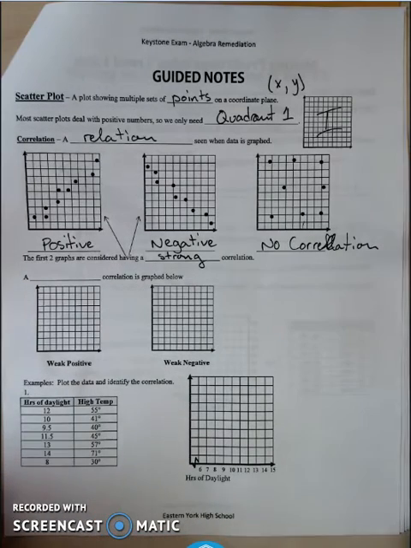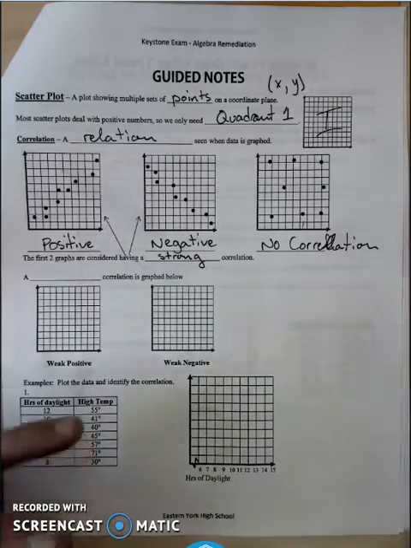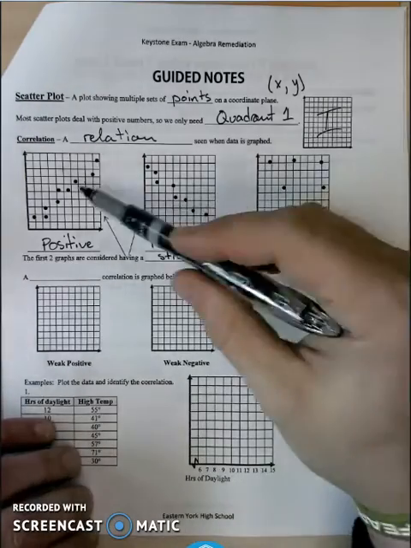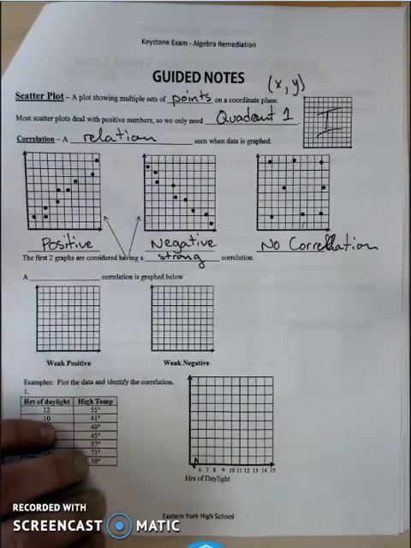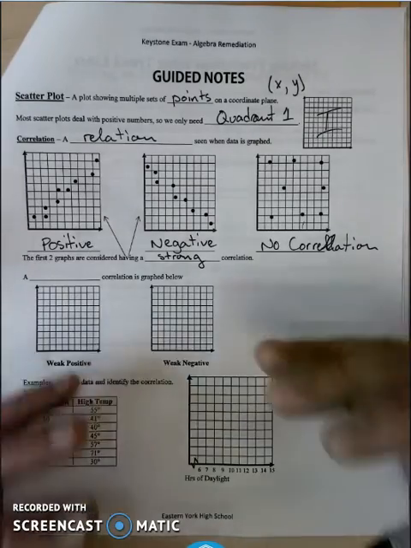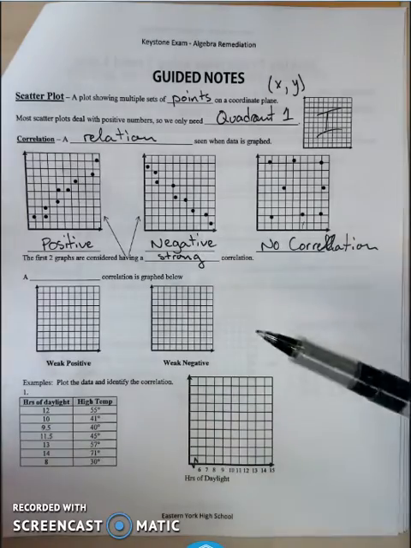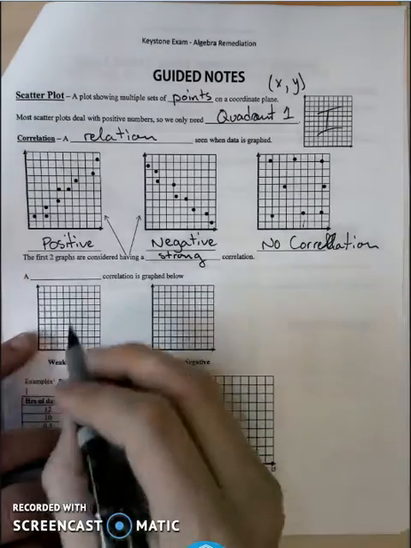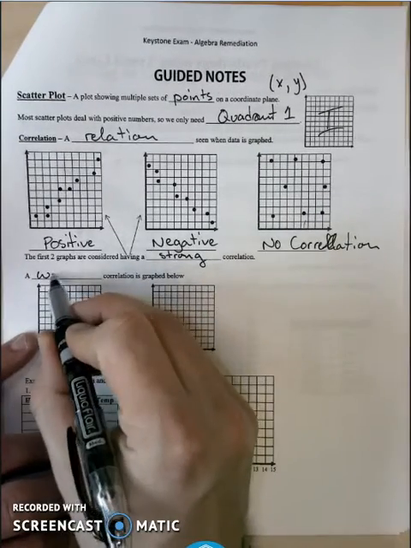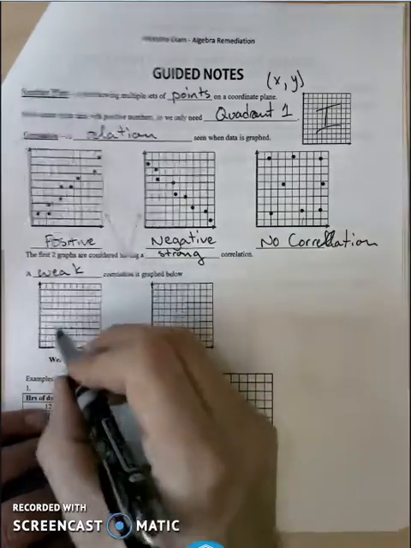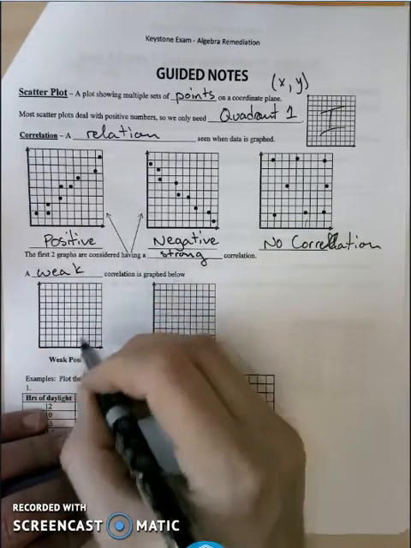If you ever take any upper level statistics courses, we can actually determine how strong a correlation is by something called a correlation coefficient. We're not doing that here, but we can mathematically calculate and provide a number based on how strong or weak these scatter plots are. But for right now, we're just going to use our best judgment. A weak correlation. We're going to go ahead and just sketch these real quick. So a weak positive correlation.